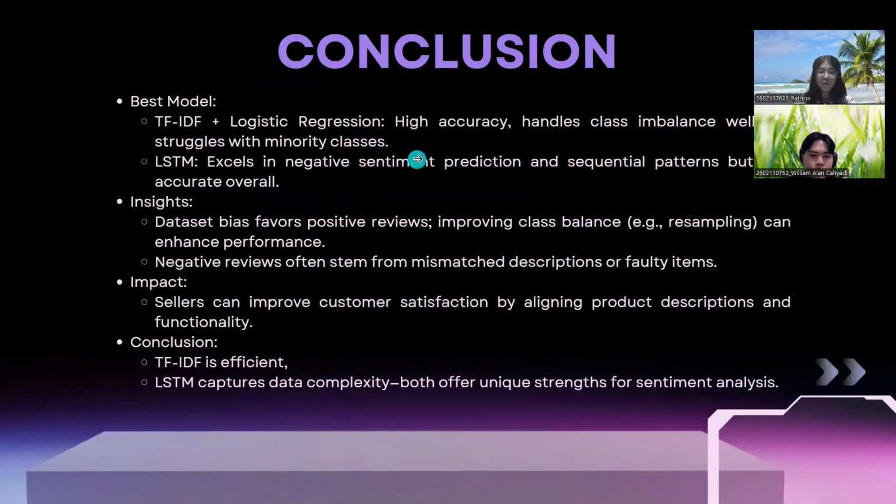For the conclusion, the two best models are TF-IDF with logistic regression, which is efficient and handles frequent classes well, and also LSTM and pre-trained embeddings like Word2Vec and FastText, which excel in semantic understanding and perform better on complex sentiments. Negative feedback provides actionable insights for strategic improvement. Using these tools, businesses can improve customer satisfaction by addressing issues proactively.